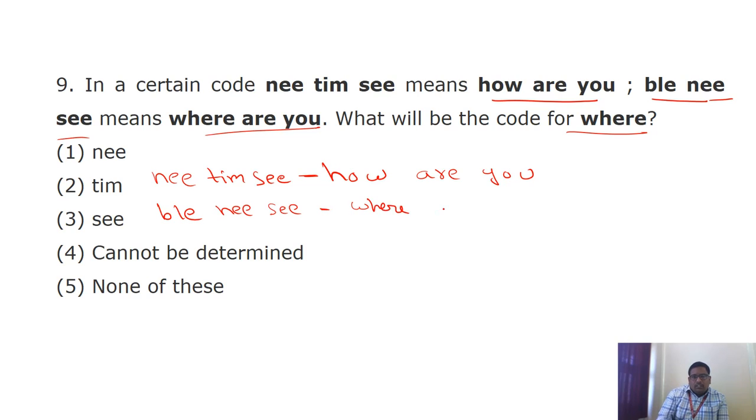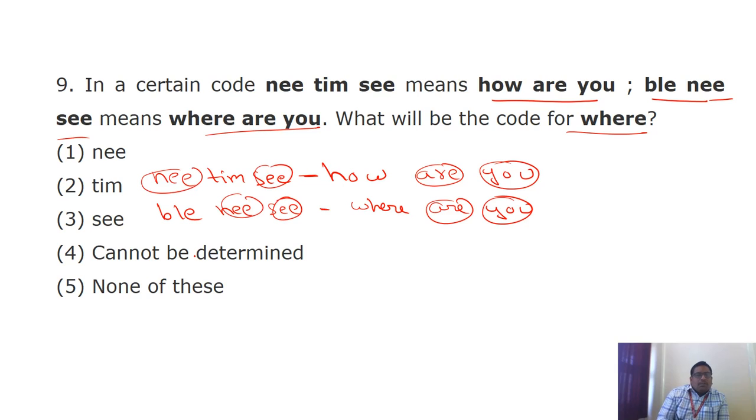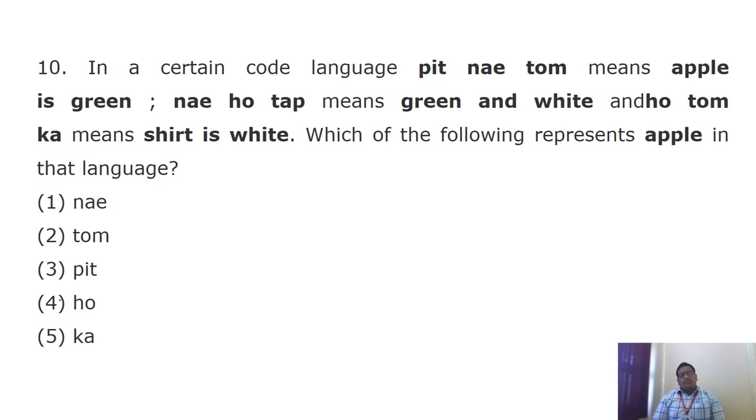Next, bli ni si: where are you. If you see, are you are common in both, and ni si are common. Now they're asking what is the code for where. Where means BLE. BLE is not in the options, so the answer is none. Clear? It's quite simple. Okay. So let us go for the last question for this video.